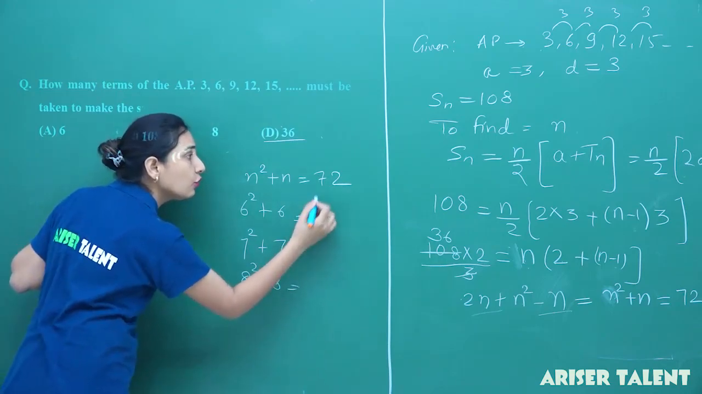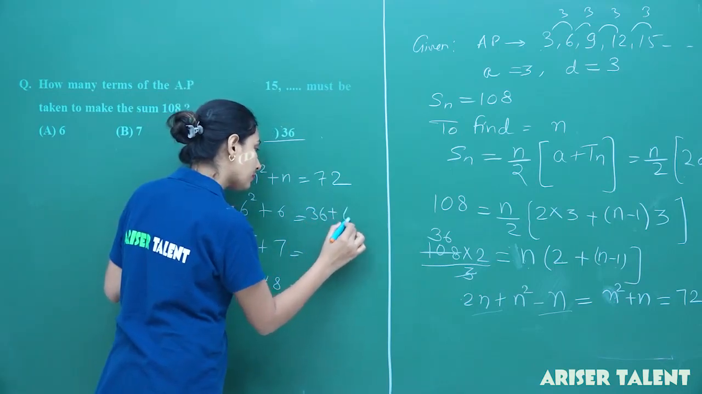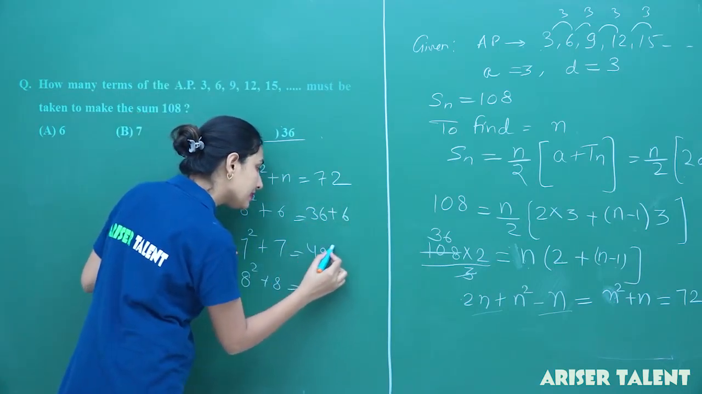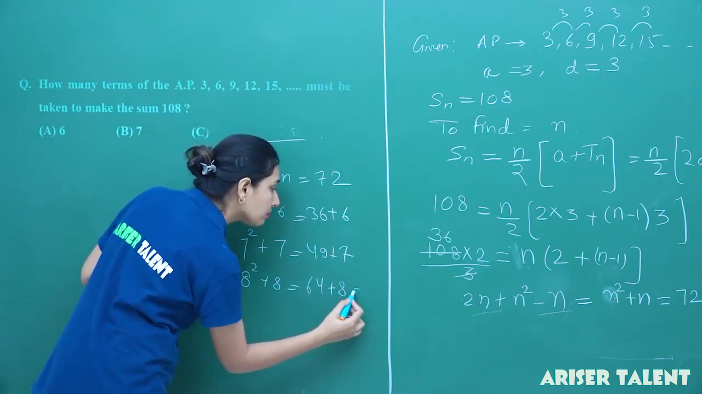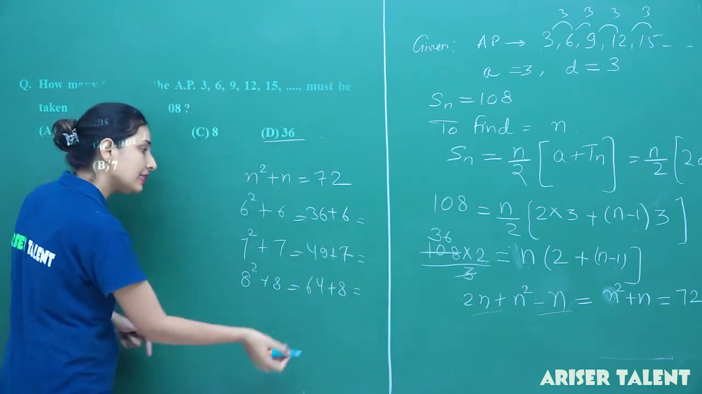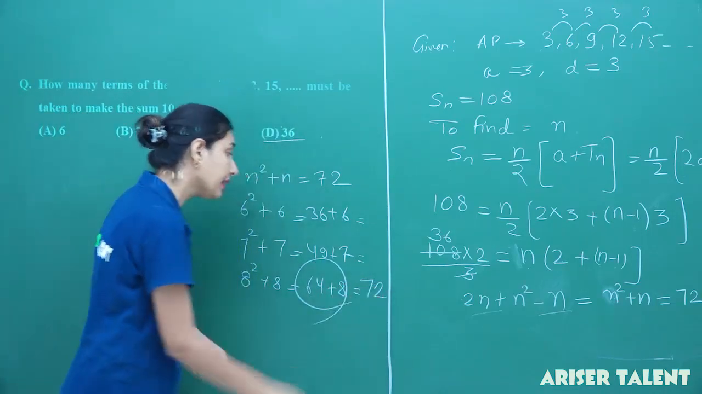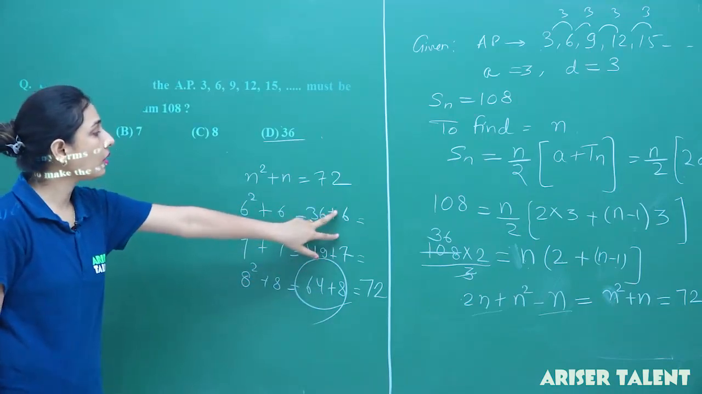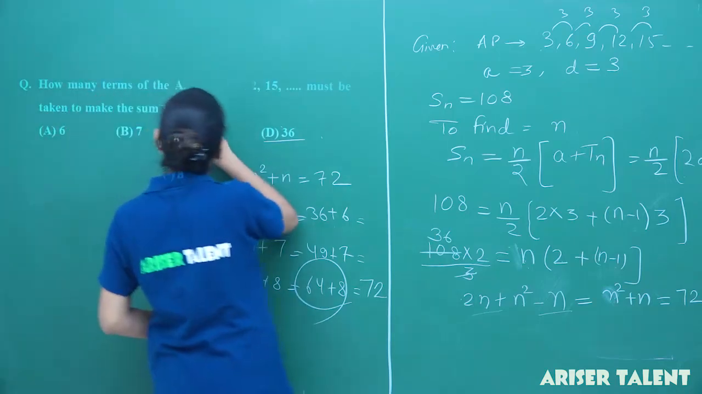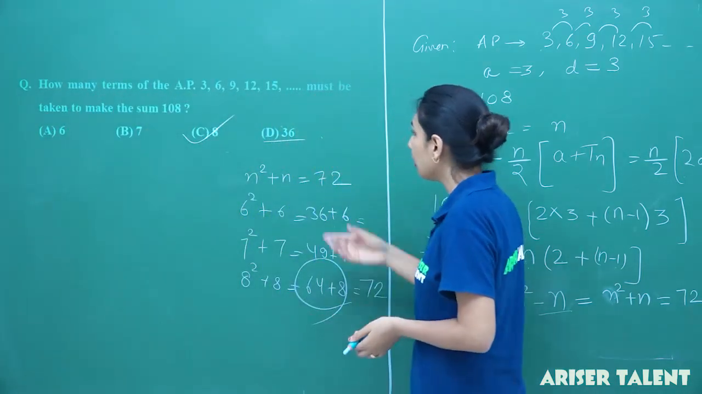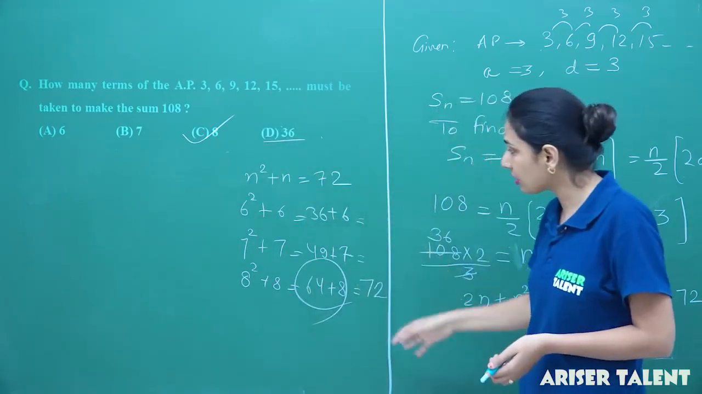Now what will give you 72? Just calculate it. That will be 36 plus 6, that will be 49 plus 7, and that will be 64 plus 8. Now you can easily say this will give you 72. All these other 2 are less than 72. Okay. So you can easily find out the value of n. The answer to this question is 8. So this is some kind of tricky question.